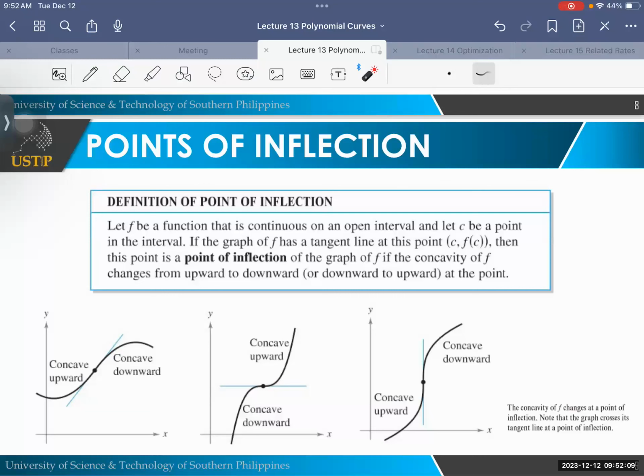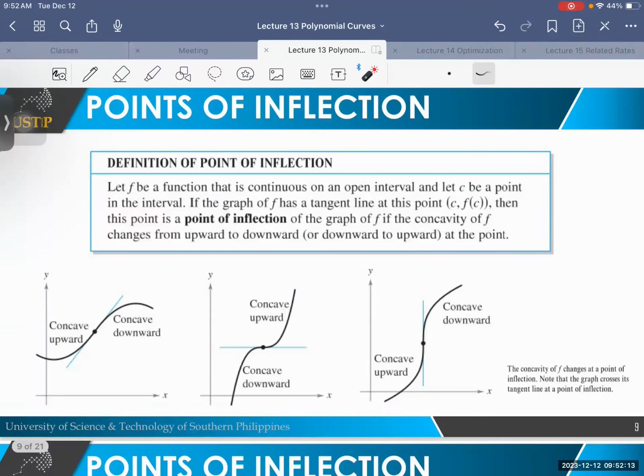Okay? So, kanus-a siya matawag og point of inflection? Siya, if you have a function, no? Nga naay part sa imong function nga concave upward and then concave downward. Kung asa na siya nagsugod og change, mao na imong point of inflection. Okay? And same is true here, point of inflection.